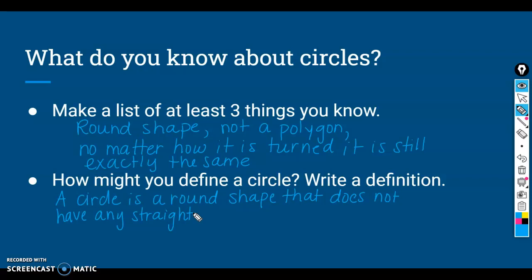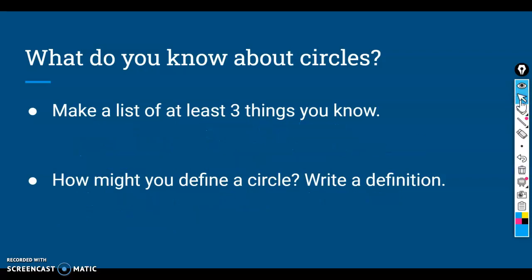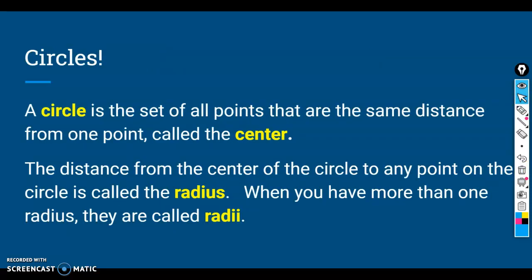Now, let's look on page 78 of our textbook and dive deeper into what a circle is. A circle is a set of all points that are the same distance from one point called the center of the circle. A radius of the circle is the distance from the center of the circle to any point on the circle. The radius is also defined as a line segment with one endpoint at the center of the circle and the other endpoint on a point on the circle. When you have more than one radius, they are called radii. Pause the video and copy this into your notes.